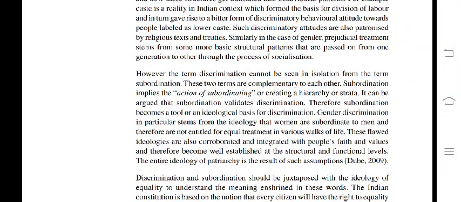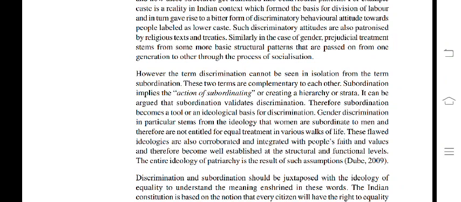However, the term discrimination cannot be seen in isolation from the term subordination. These two terms are complementary to each other. Subordination implies the action of subordinating or creating a hierarchy or strata. It can be argued that subordination validates discrimination. Therefore, subordination becomes a tool on an ideological basis for discrimination. Gender discrimination in particular stems from the ideology that women are subordinate to men and therefore are not entitled for equal treatment in various walks of life.